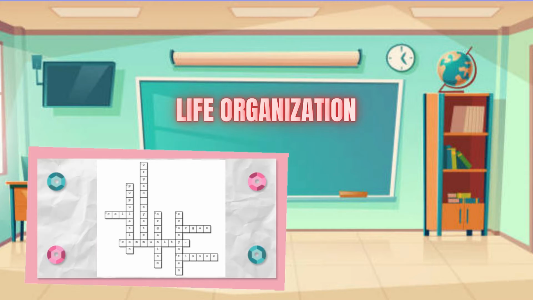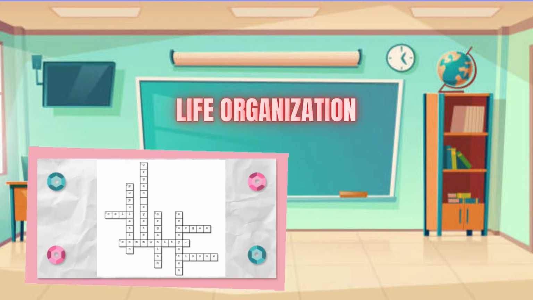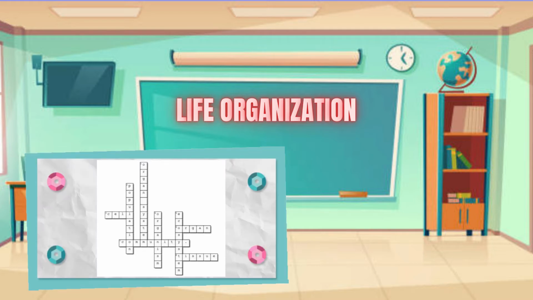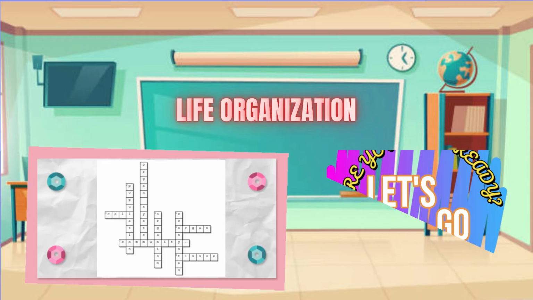In the previous activity, you have learned the different levels of life organization in the puzzle. At this point, we will try to describe each level based on their function and how they affect one another. This is very important because this will make you become more familiar with the characteristics of each level. Are you now ready? Let's go!